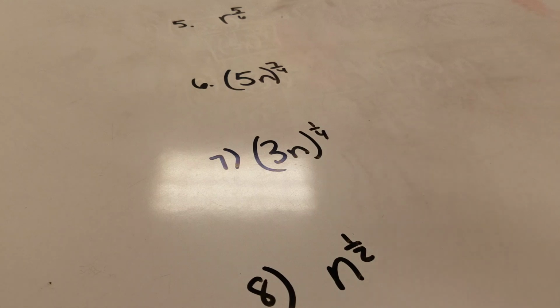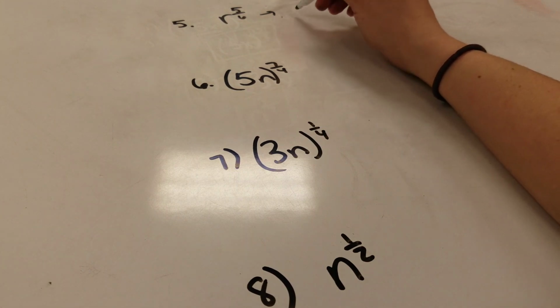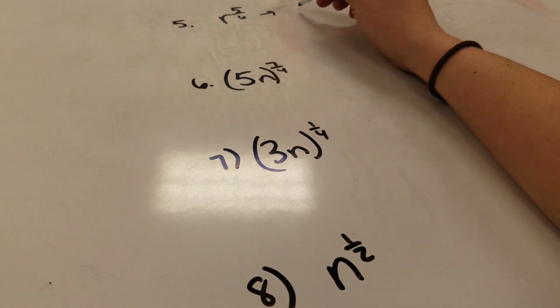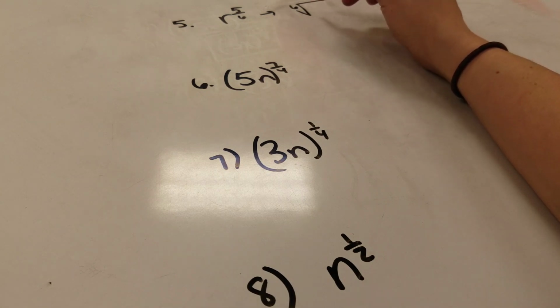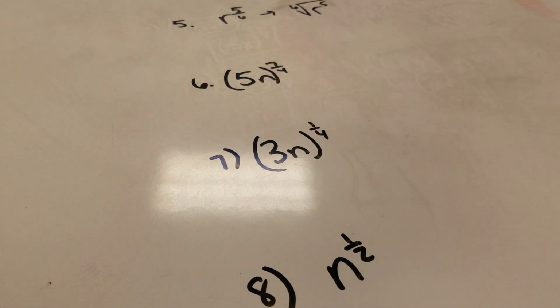So this is going to be 5 through 12 of the homework. Number 5, we are rewriting in radical form. So we are just going to rewrite with our root out in front of our radical. That would be a 6, and then the power on our variable. So we would write it as r to the 5th.